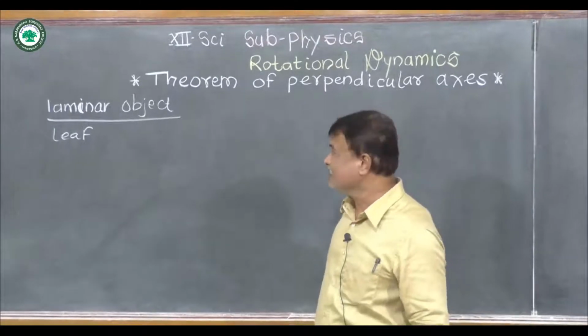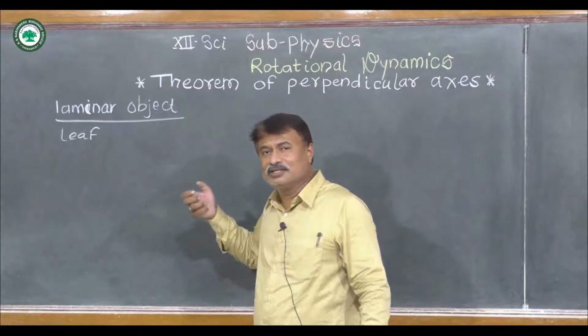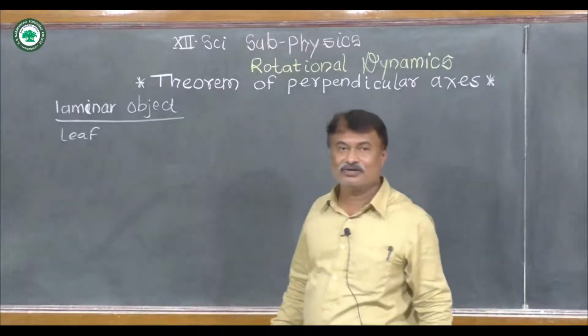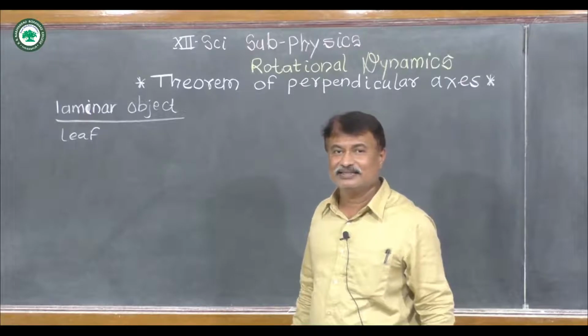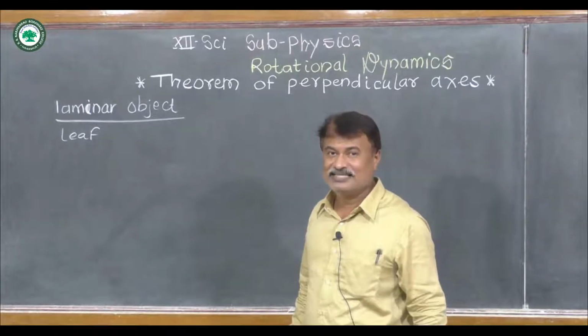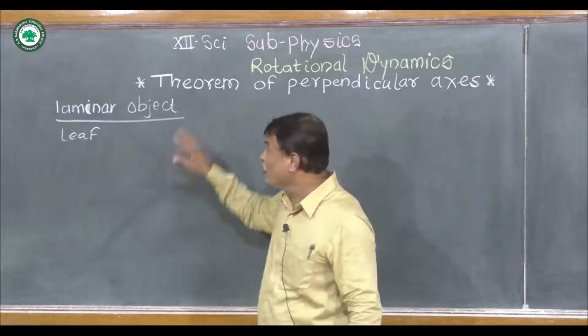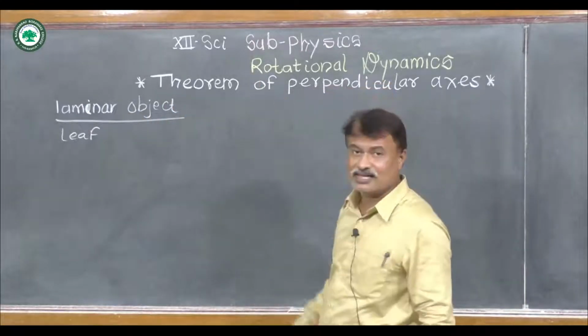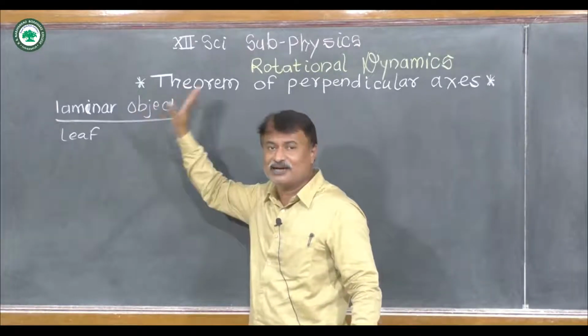We also know an example of a laminar object is, if we consider the pages of a book, these are also examples of a laminar object. Now if we consider some geometrical shapes like ring, disc, plane sheet, these are also examples of a laminar object. So for studying the theorem of perpendicular axis, we have to consider a laminar object or laminar body.